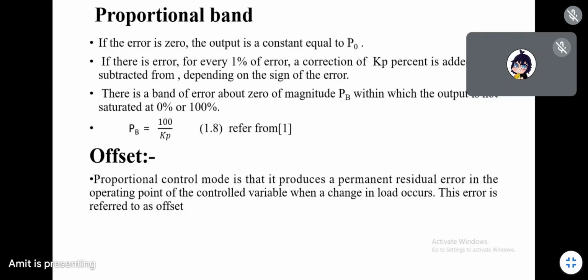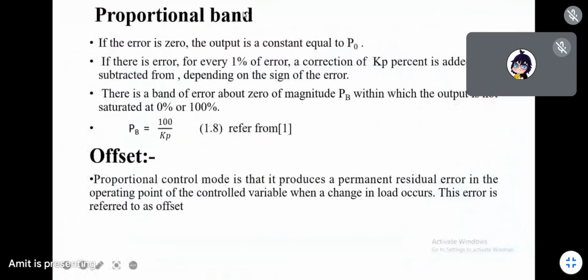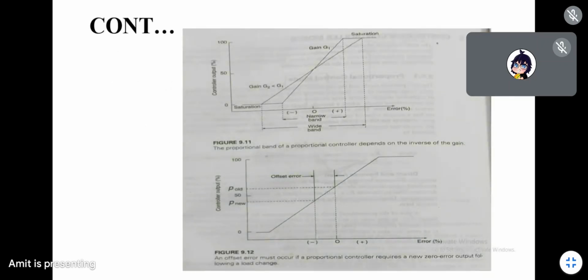Listen to this statement carefully. The range of error to cover the 0% to 100% controller output is called the proportional band. It is the range of error. Getting my point? Once again, try to understand: the range of error to cover the 0% to 100% controller output is called the proportional band.